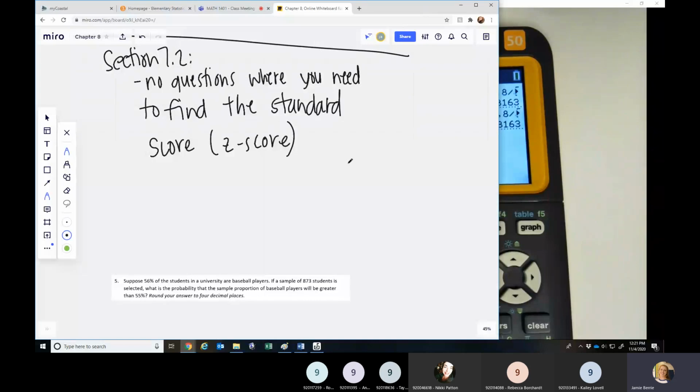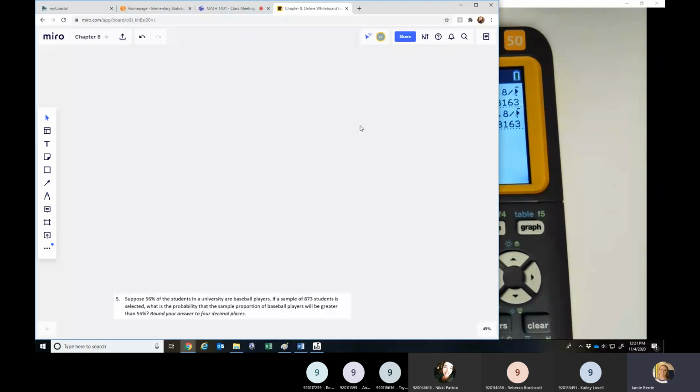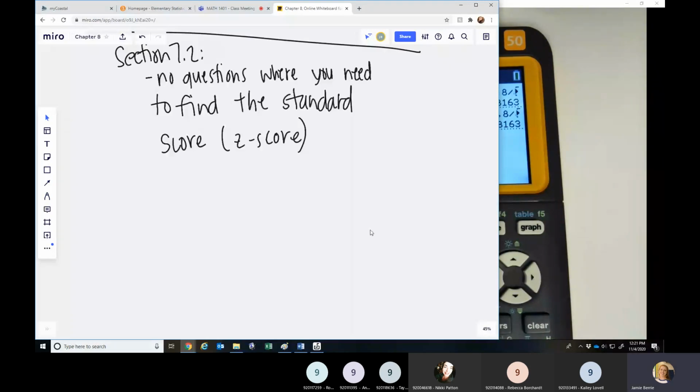I'm going to flip over, see what else we got in here. Okay, so the rest of the questions in section 7.2, let me scoot this down because this is from section 7.3. The rest of the questions that are in section 7.2 deal with the central limit theorem and doing problems just like the one we just did. I'll do another problem from this section. I'll probably have to type it out because it's kind of long. Let me make that font bigger.